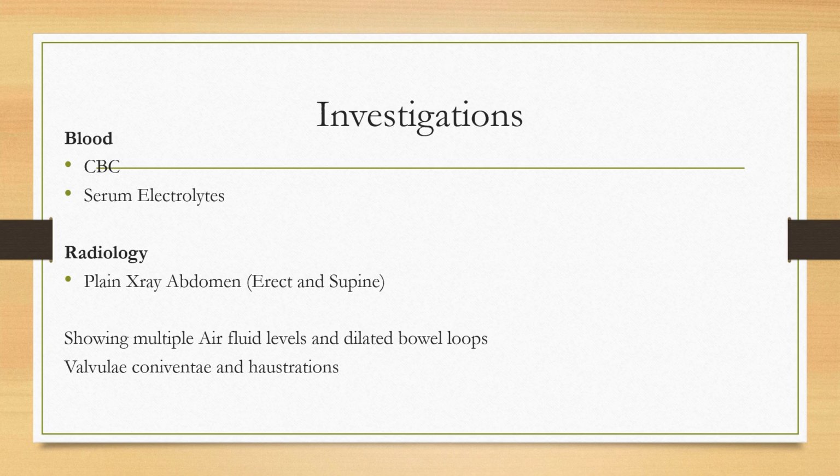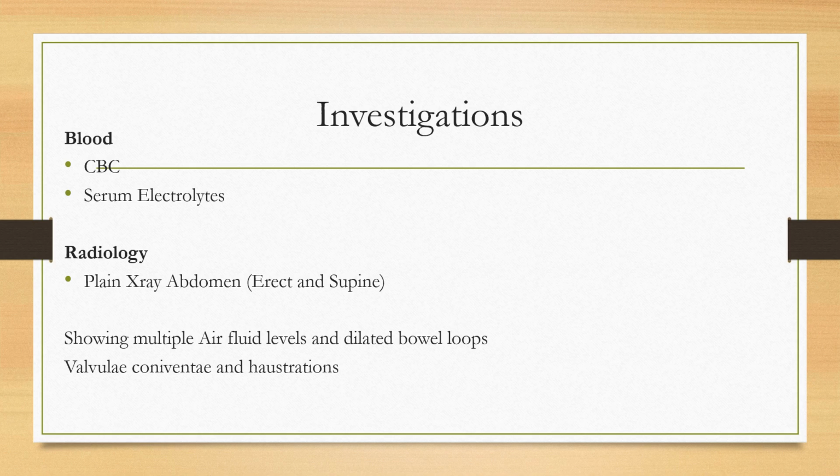Then investigations. How will you investigate a patient of intestinal obstruction? You will start from the blood tests. It includes the CBC and serum electrolyte levels. CBC can indicate some anemia, like in a patient with malignancy, meaning an older age group patient having intestinal obstruction and having anemia is suspicious of some malignant lesion. Then serum electrolytes show some electrolyte imbalances which can lead to paralytic ileus as well.